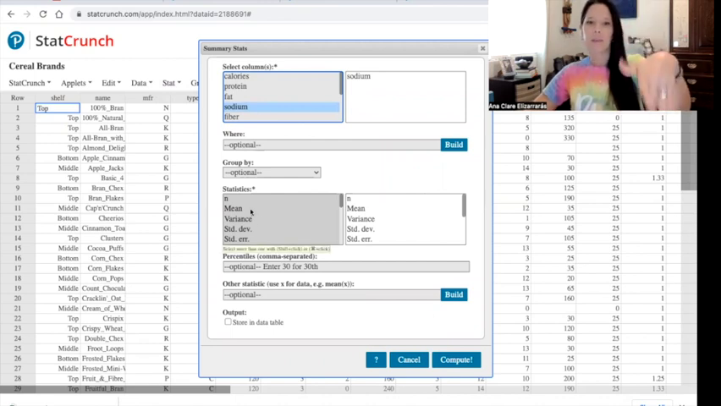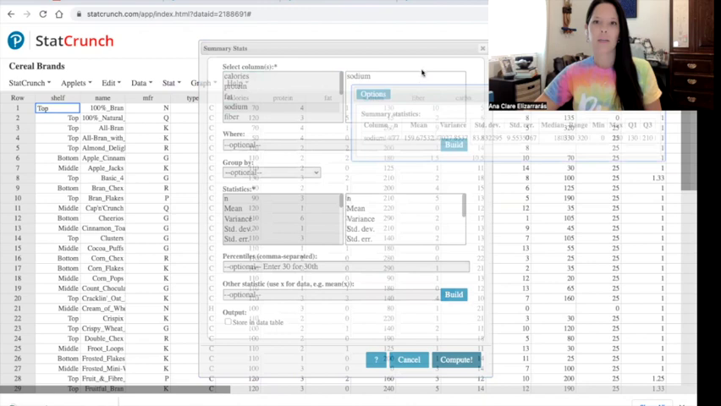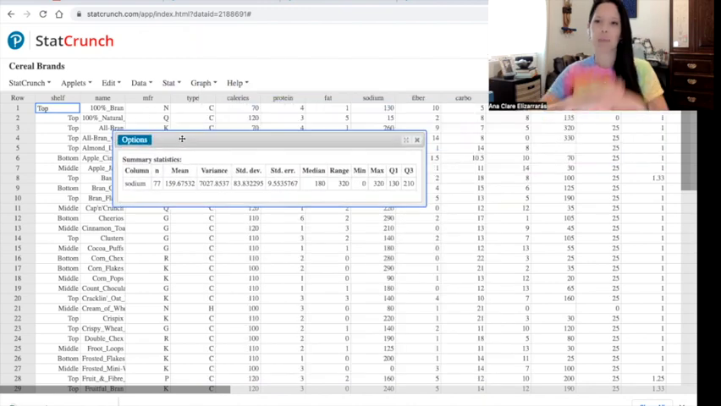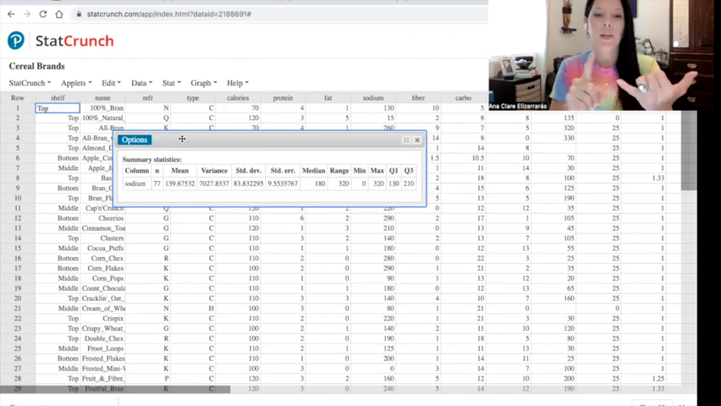The statistic options in this gray box are already selected for us. You can add or take away what you want. We're just going to leave it as is. And we click Compute. Then this box pops up, and there are a few things that we should recognize. We are given the name of the column. We are told the sample size is 77.